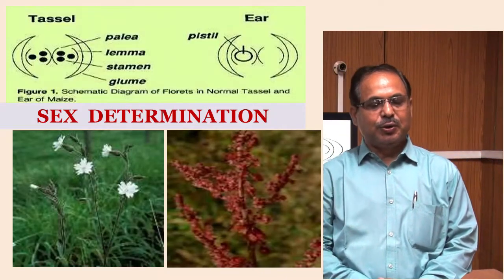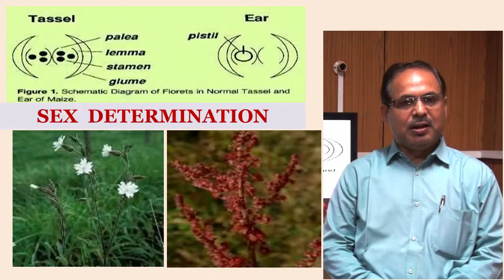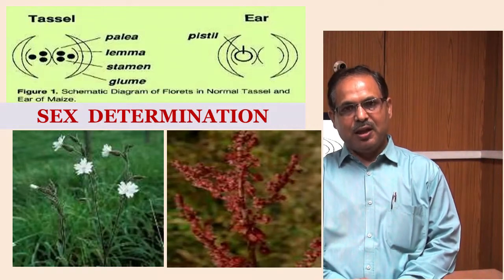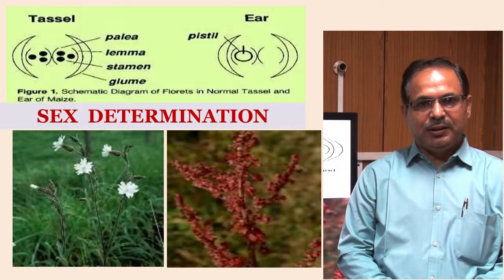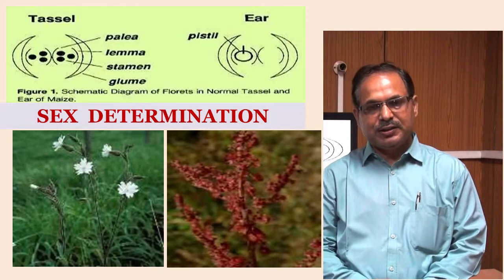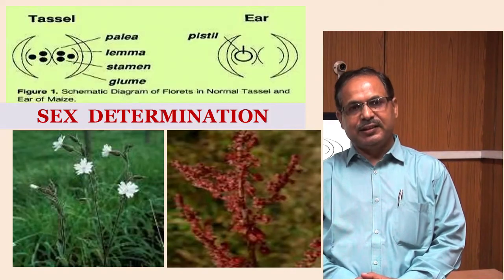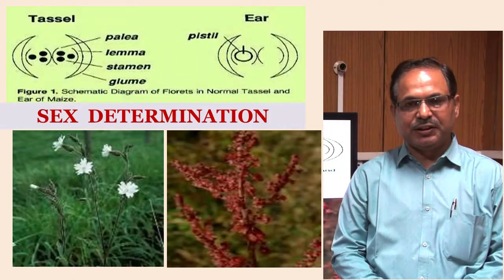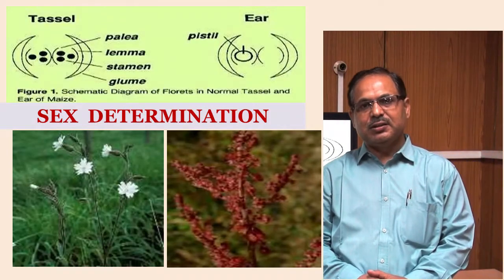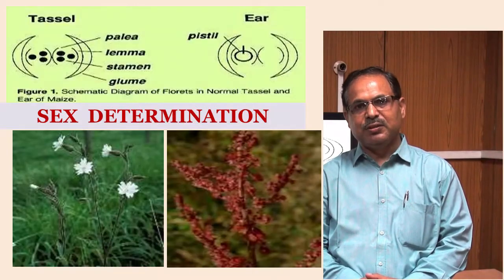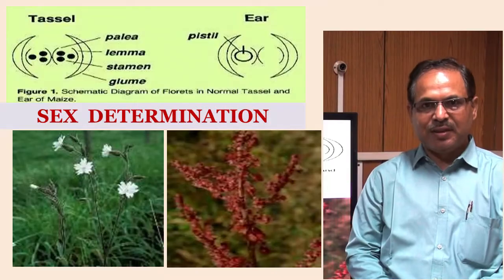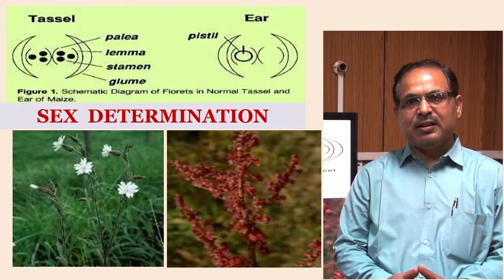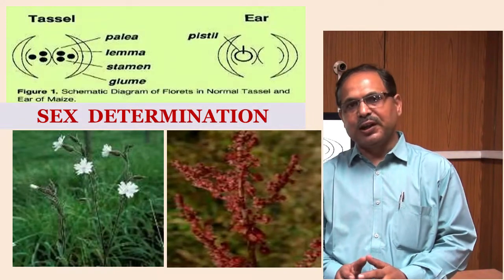So in this continuation, we will discuss sex determination in plants as well as in animals. So students, if we consider the definition of genetics, it is the study of heredity and variations. Heredity refers to the transmission of characters from parents to their offspring, but variation refers to the differences among individuals for one or more characters.